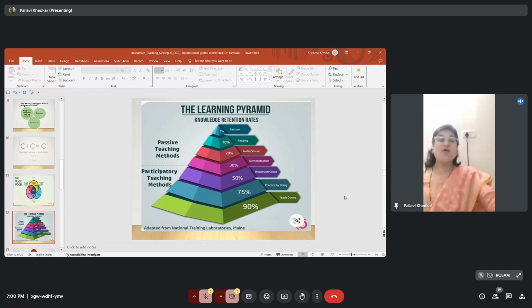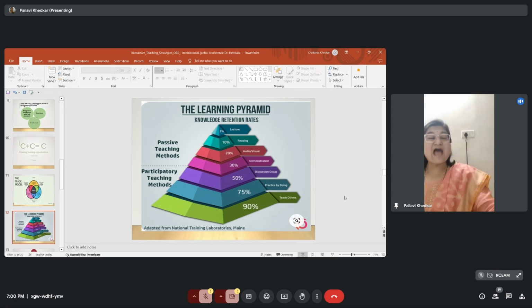And practice by doing. When we go by experiential learning, when we give the students practice, when we allow them to do something, at that time it is 75%. And last is peer group learning. When there is peer group learning, 90% of the students participate and learn something. So this is how the participation pyramid is.